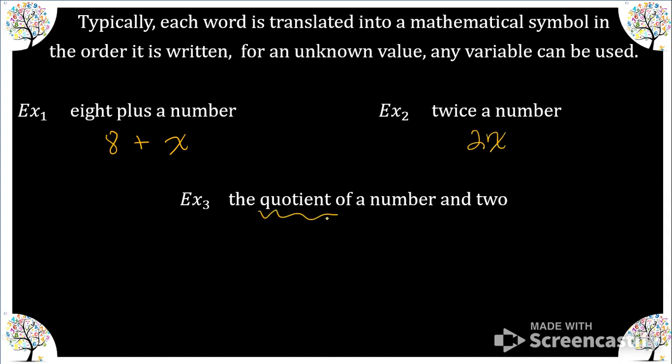The quotient means divide, and then you write it. We're always going to write in algebra, we're going to write it as like a fraction, okay? We're not going to use the division symbol. The quotient of a number and 2. So the order that it appears is how you write it. So the variable is on top here, and then the 2 is on the bottom.